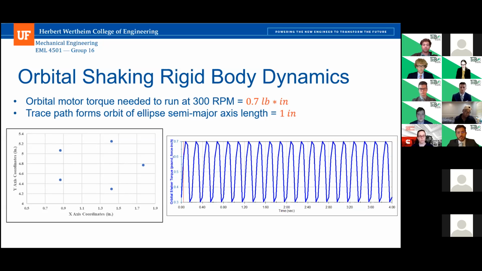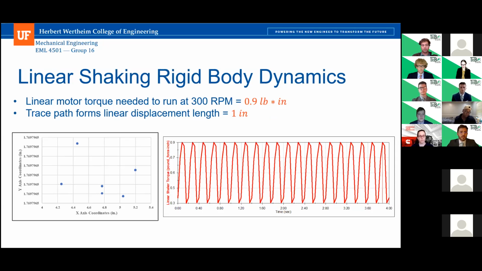If we move on to the next slide, you can see it's a very similar calculation for the linear pattern, where we're going to need 0.9 pound-inches to get the necessary motion for 300 RPM. The plot on the left is linear. The y-axis is pretty much the same value, so you still have that 1 inch of oscillation.